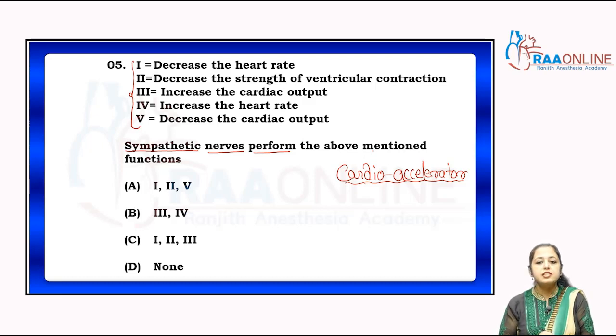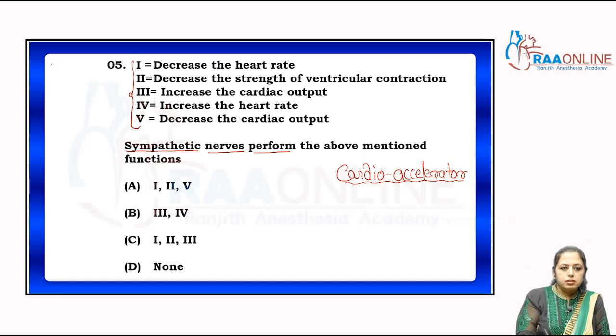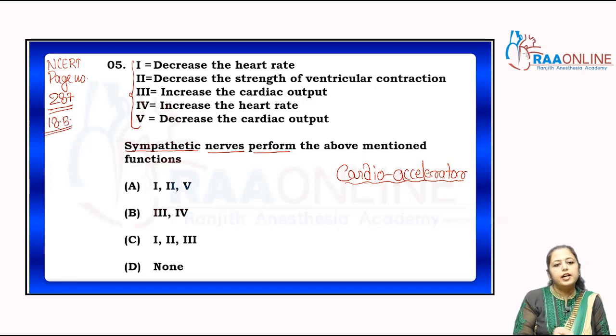In NCERT it is given at page number 287 in the regulation of cardiac activity, that is 18.5, right? Heading number 18.5, that is the regulation of the cardiac activity. So now according to its name, cardioaccelerator, that means it accelerates the heartbeat. So what will happen?